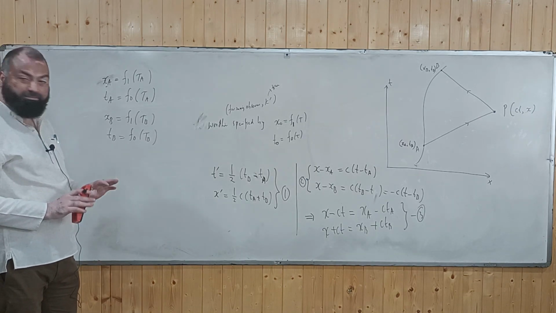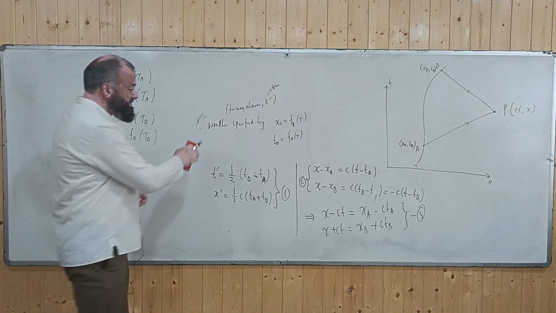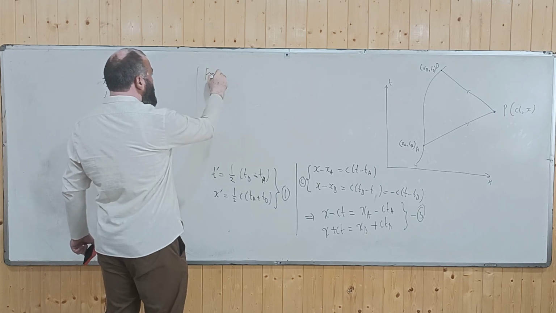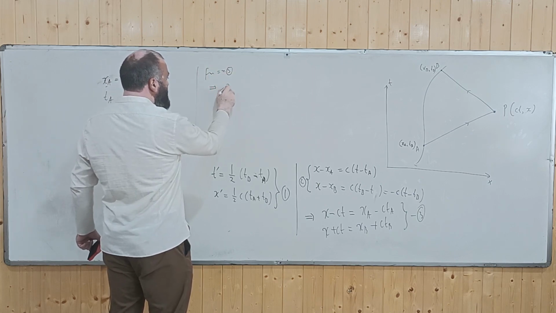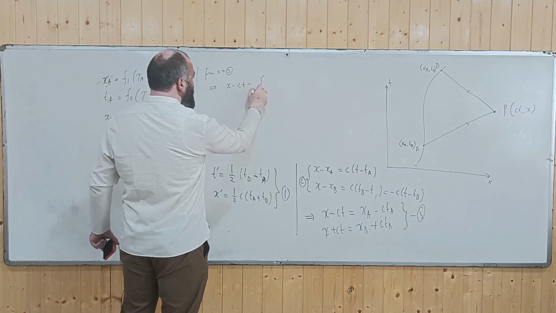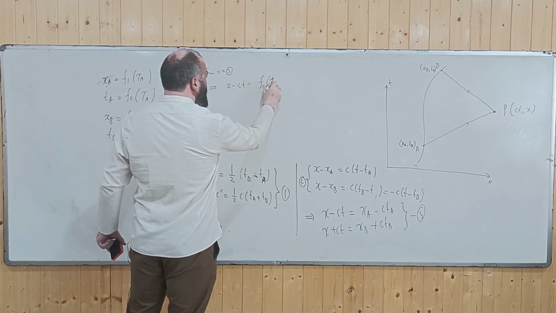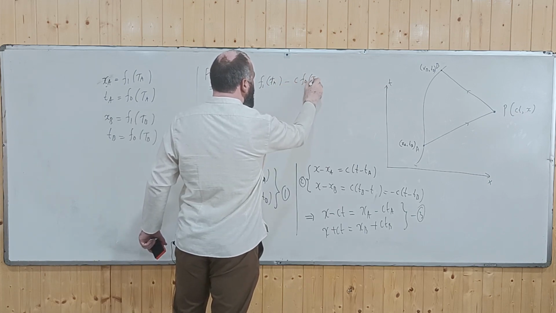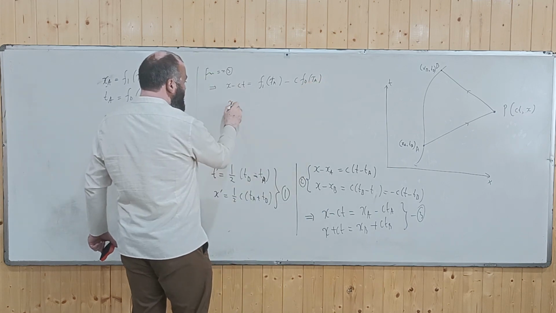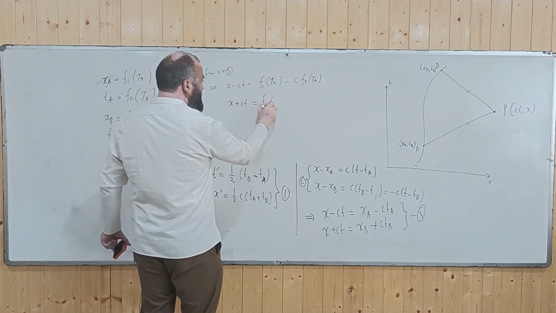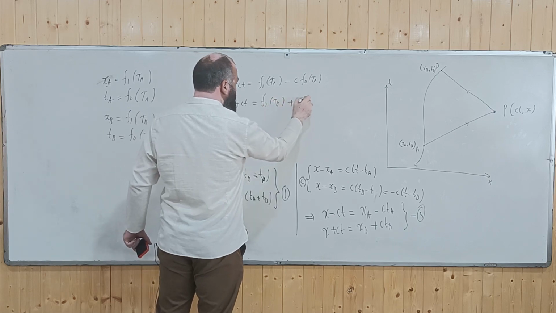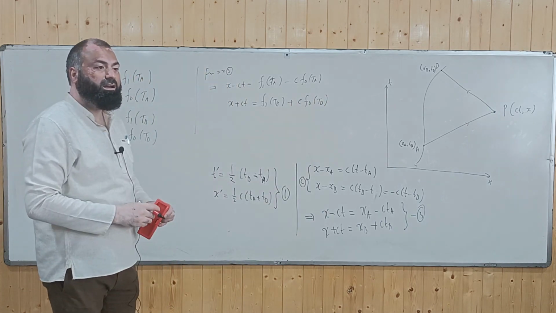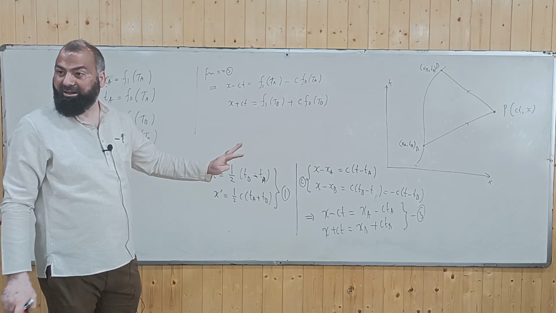Understood? Okay, so now let's substitute in equation third. From equation third, what do you get? You get x − ct is equal to f1 of tau a minus c times f0 of tau a. Clear? Similarly, you can get x + ct as f1 of tau b plus c times f0 of tau b. Yes? Any problem?